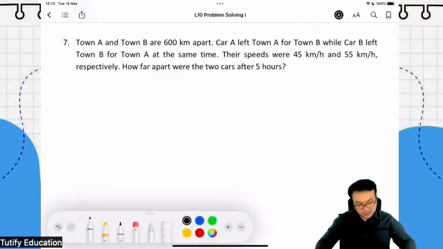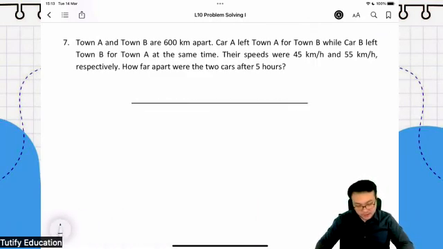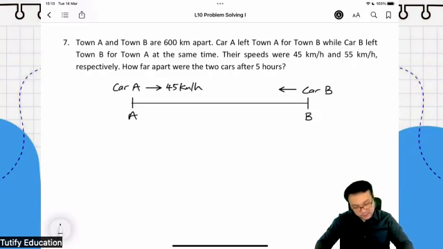Now, let's look at town A and town B over here. So, we have town A, we have town B. You have a car here, car A, traveling towards town B. You have car B traveling towards town A. The speeds are 45 kilometers per hour and 55 kilometers per hour. Now, the distance is 600 kilometers apart.